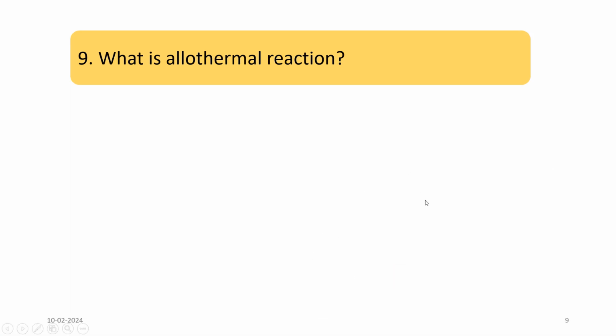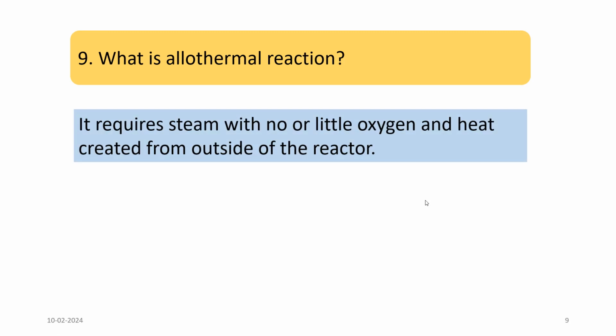Okay, so an allothermal reaction is a reaction that requires steam with no or little oxygen, and heat created from outside of the reactor. In the autothermal reaction, we have seen that we don't give external heat to the reaction, but in the case of an allothermal reaction we have to give heat from the outside, because there is no oxygen present in the reaction. That is why we need to give heat from outside.